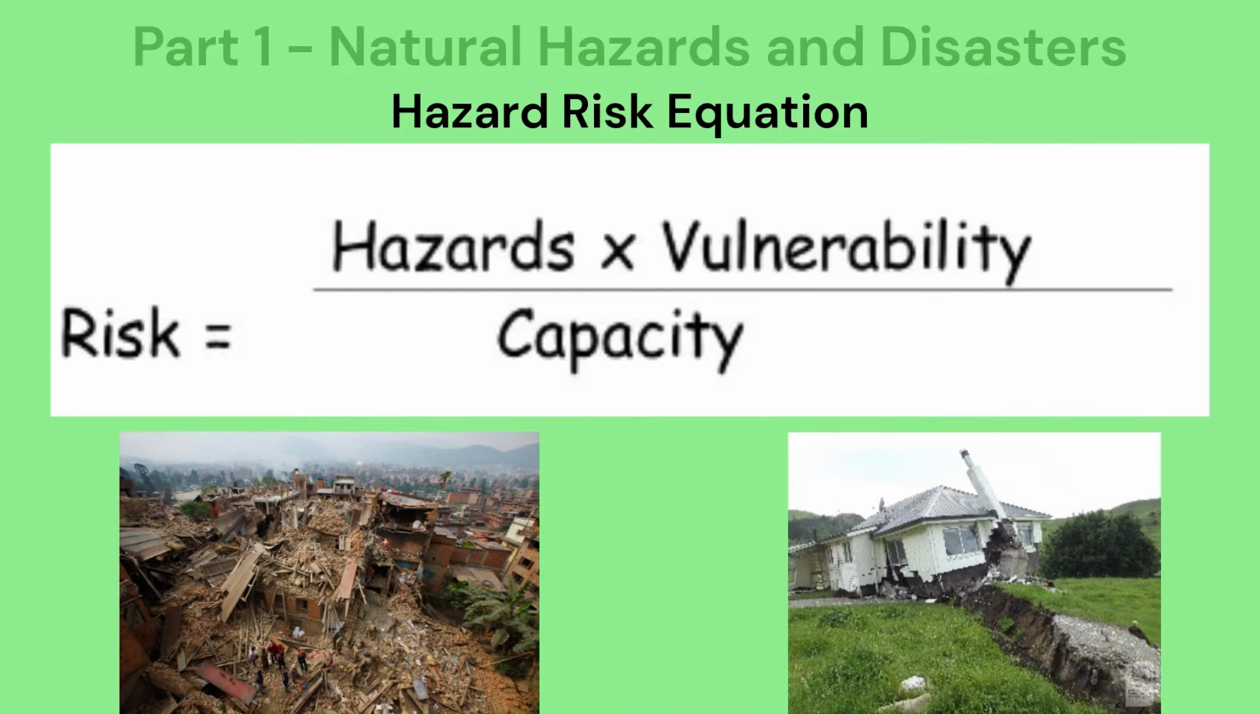This equation can be used to differentiate between two disasters and understand why they may have been different. For example, the Nepal earthquake of 2015 had a similar magnitude to the New Zealand earthquake of 2016, but 9,000 people died in the Nepal earthquake, compared to just 2 in New Zealand. We can recognize how, as a high-income country, New Zealand reduced the risk through its capacity to cope.